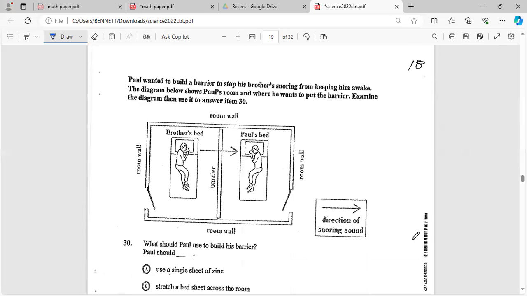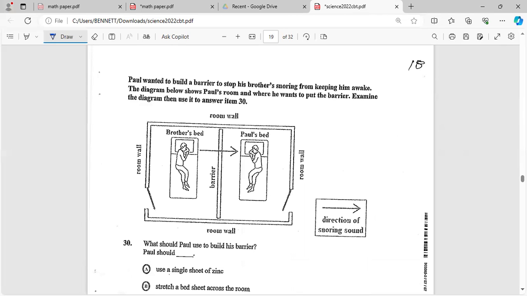Paul wanted to build a barrier to stop his brother snoring from keeping him awake. The diagram below shows Paul's room and where he wants the barrier. Examine the diagram, then use it to answer item 30. What should Paul use to build his barrier?